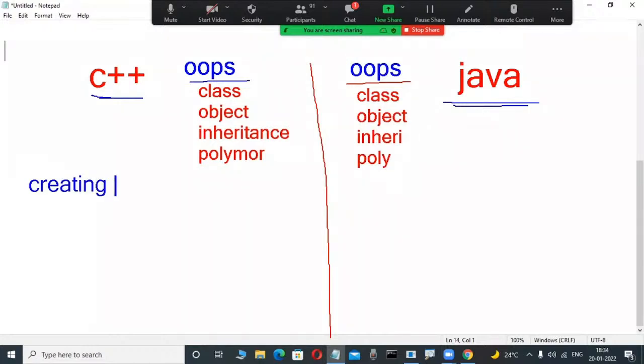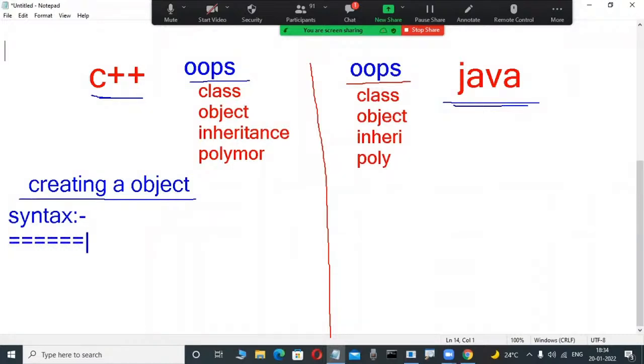Creating an object from the class, what is the syntax in C++? Observe here. Yes, so many fellows have an idea. Slowly observe here, here is the difference. The syntax is class name, space, object name. This is the syntax to create an object from the class in C++.